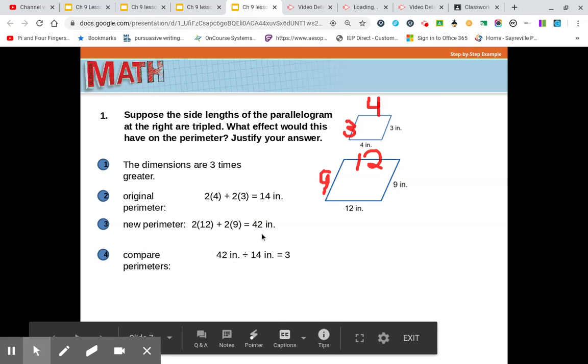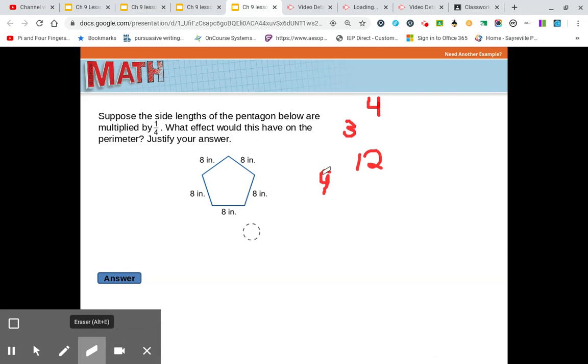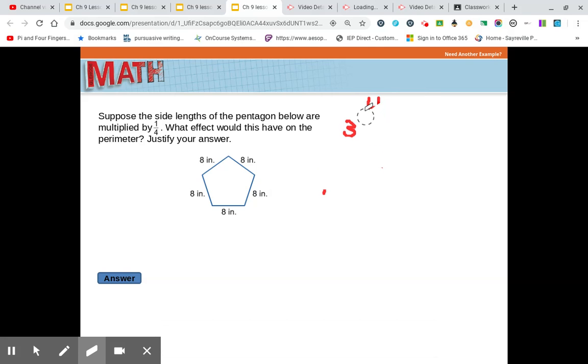And they're showing you that if I divide my new perimeter by my old perimeter, I get 3 as a value, which is the tripled thing. So the perimeter is 3 times the perimeter of the original figure. That's all. All right, let me erase these.